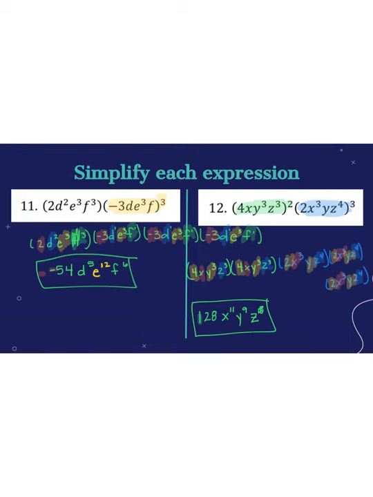Okay, so please remember while you're doing this, you have to simplify inside the parentheses first. Once those are simplified inside the parentheses, then you can write them as many times as you need to, depending on what exponent you have.